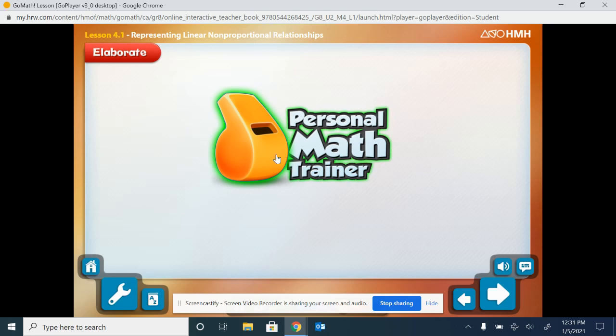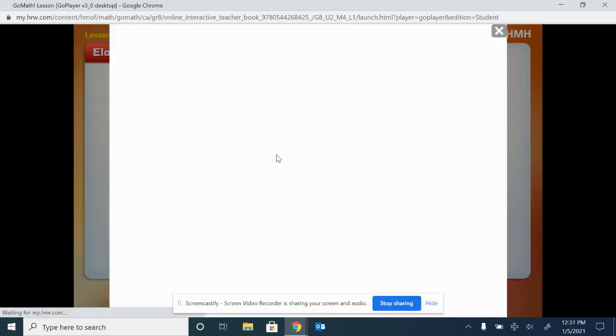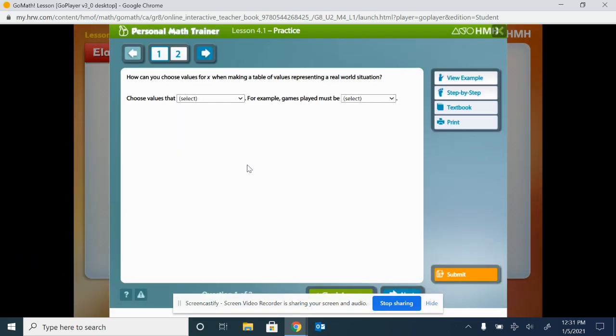Now let's practice with the next question. It says, how can you choose the values of x when making a table of values representing a real world situation? Choose the values that are positive. I would say choose values that make sense in context. So you can choose positive or negative, but it has to make sense.